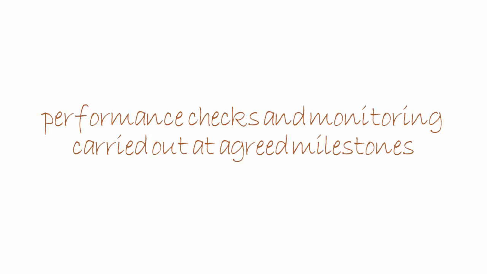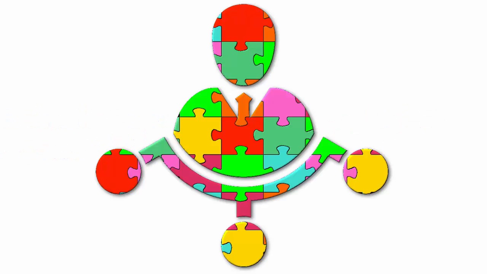Stage 7, checking and monitoring. Regular performance checks and monitoring will be carried out at agreed milestones and review points. The PM will check and measure as agreed. Adjustments will be made to the plan, contingencies called into play. Everyone is briefed on progress.